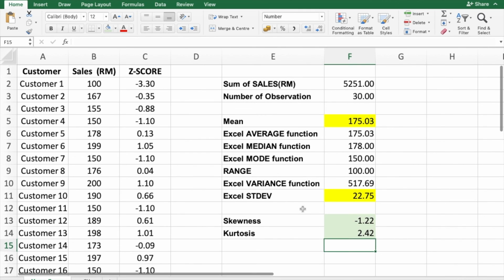So that is how we can interpret the data, in comparison to the mean, and talking about the skewness and kurtosis.